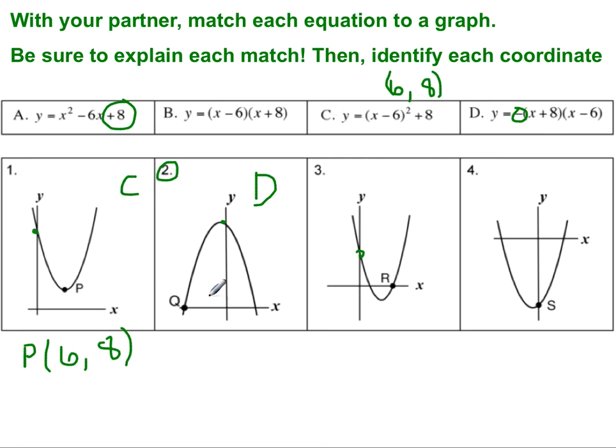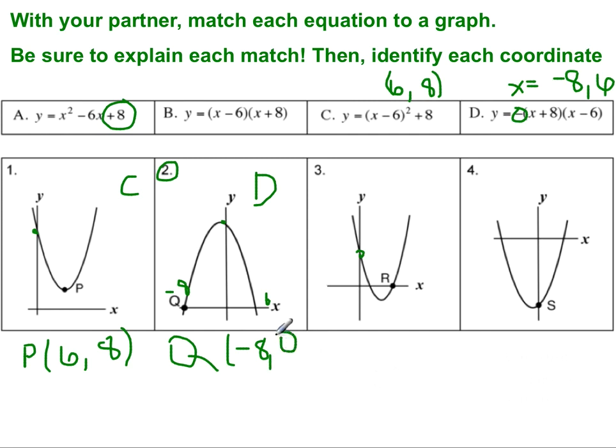If we want to go back to D, we have to find point Q. If you look at this form, this is actually factored form, which makes it easy to figure out the roots. So the roots, or the zeros, are when x equals -8 and +6. Okay, so this must be the +6, and this must be the -8. So the coordinates for Q must be -8, 0.